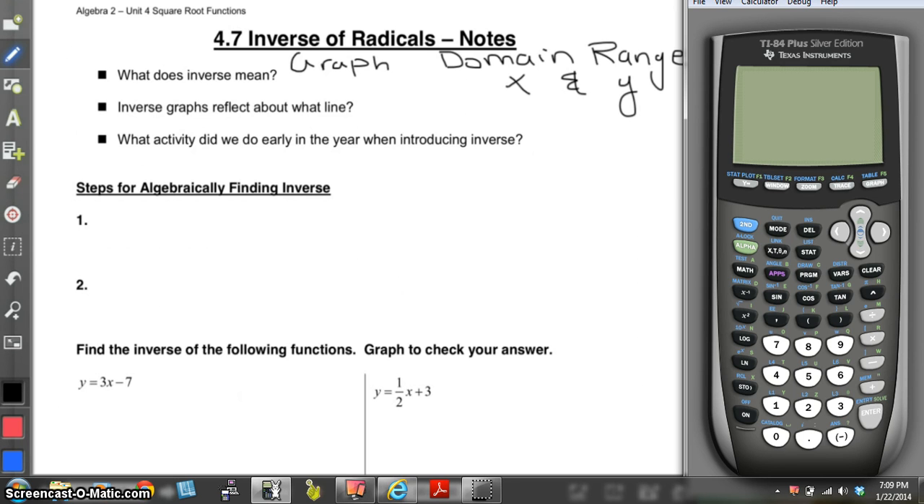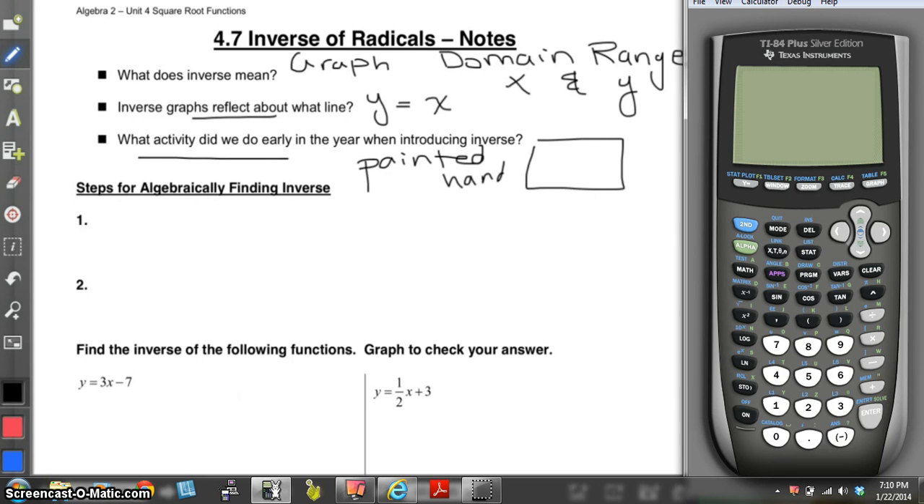Now, how is this graph being reflected? It's being reflected across y equals x. Now, do you remember an activity that we did earlier this year when we were introducing the inverse function, where I divided you into groups and you did the painted hand, remember? The hand that you drew was reflected across a line, which is y equals x. So your hand was reflected across this line.